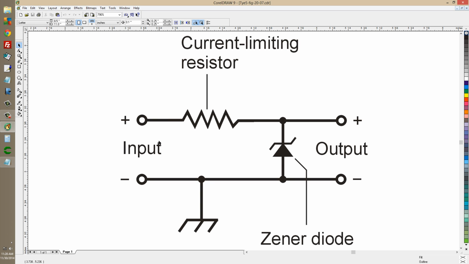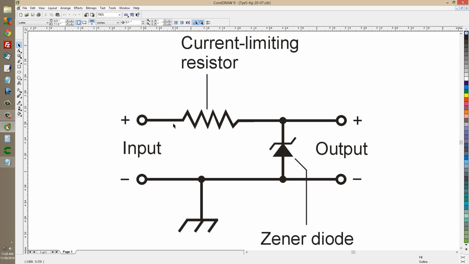actually a current limiting, voltage limiting arrangement that uses a Zener diode. That limited the voltage in that case to 3.6 volts because this was a 3.6 volt Zener diode. This current limiting resistor protects the diode from destruction by excessive current which might otherwise flow through it from the input source.